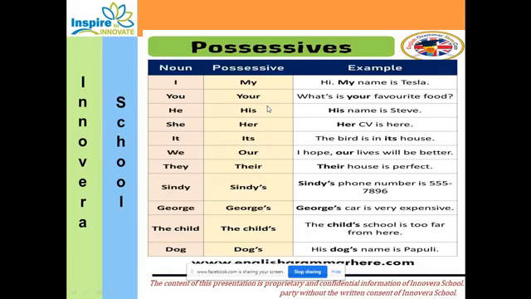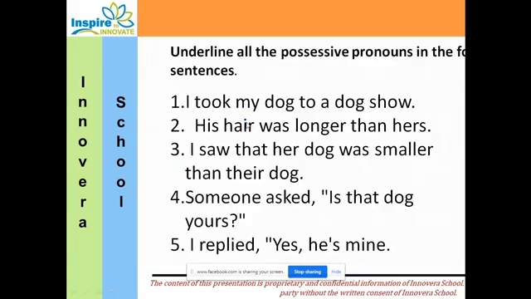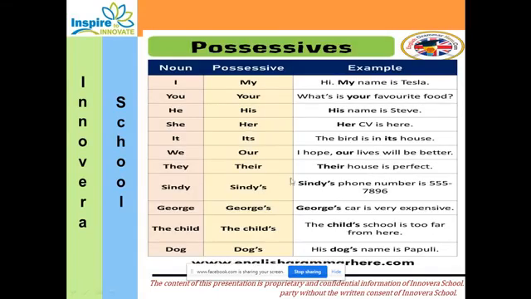How a noun changes to a possessive we can see in the first two tables. See the second one. Third one. His name is Steve.